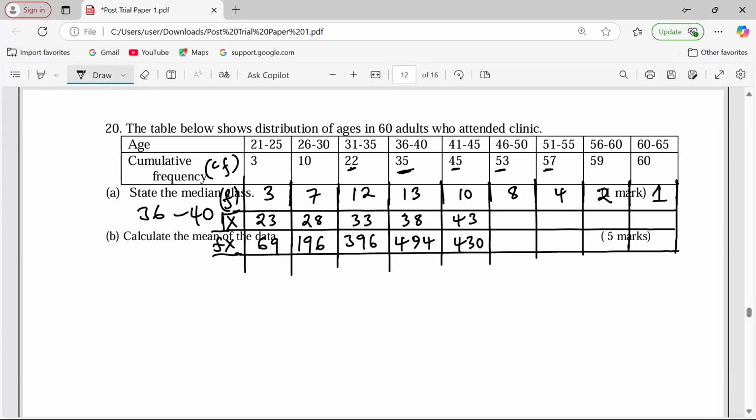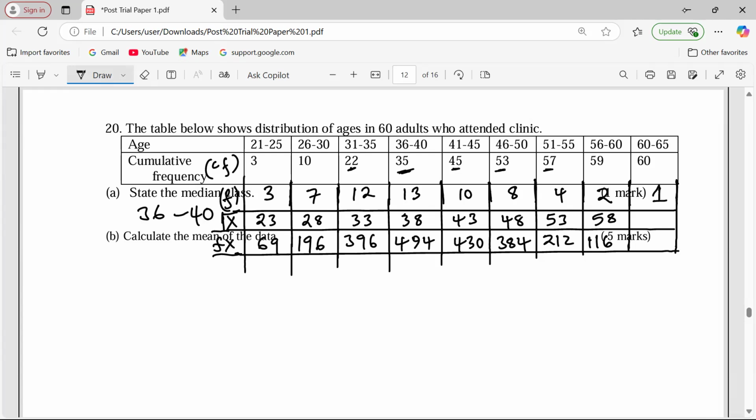We divide by 2. 48 is the midpoint. Times a frequency of 8. We get 384. Then after that, we have 51 and 55 added. Then we divide by 2. This gives us a midpoint of 53, multiplied by a frequency of 4 to give us 212. Then 56 and 60, those are the limits. We add and divide by 2. We get a midpoint of 58. Now we multiply by the frequency of 2 to give us 116. And finally, 60 plus 65.